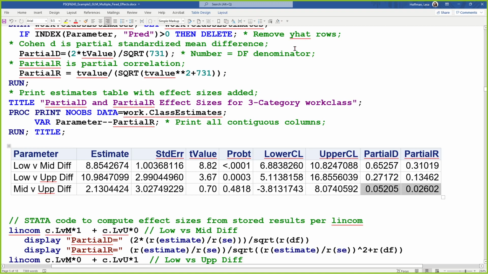So these are additional pieces of information that you would want to report, in addition to whether or not your slope is significant. How big is it in an effect size metric?